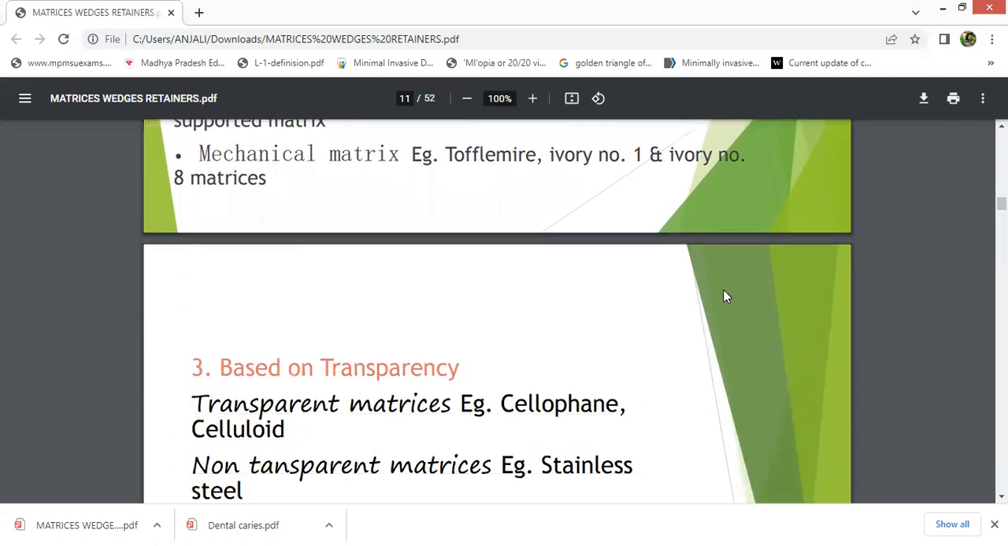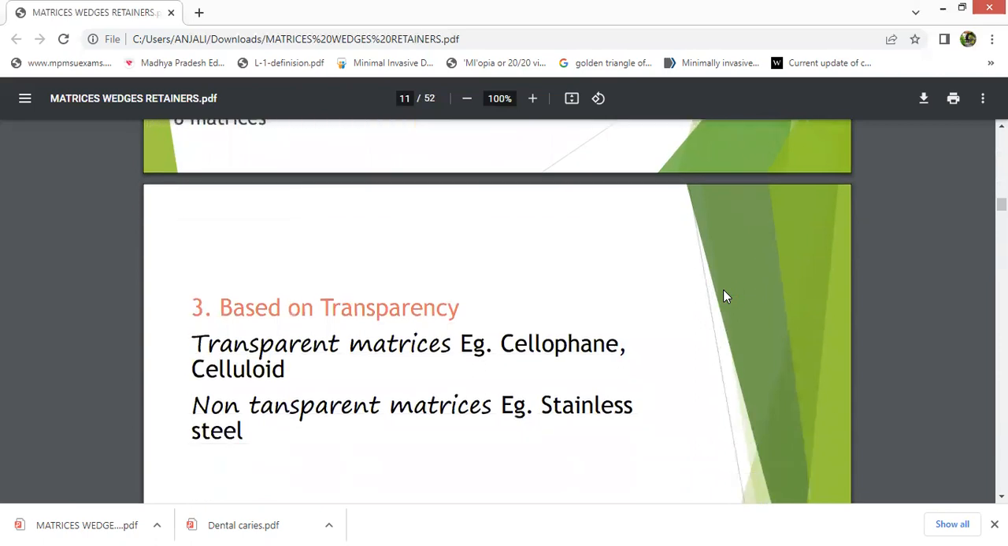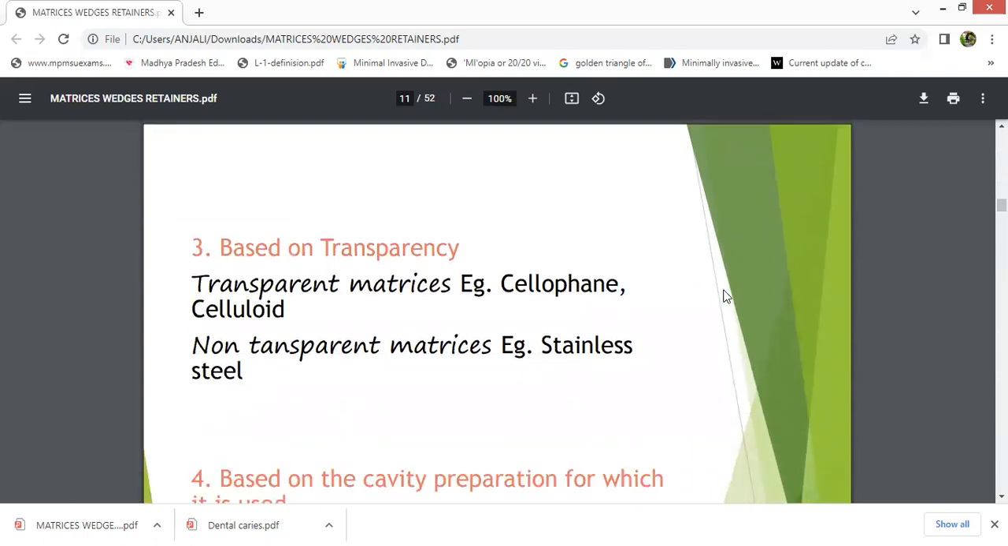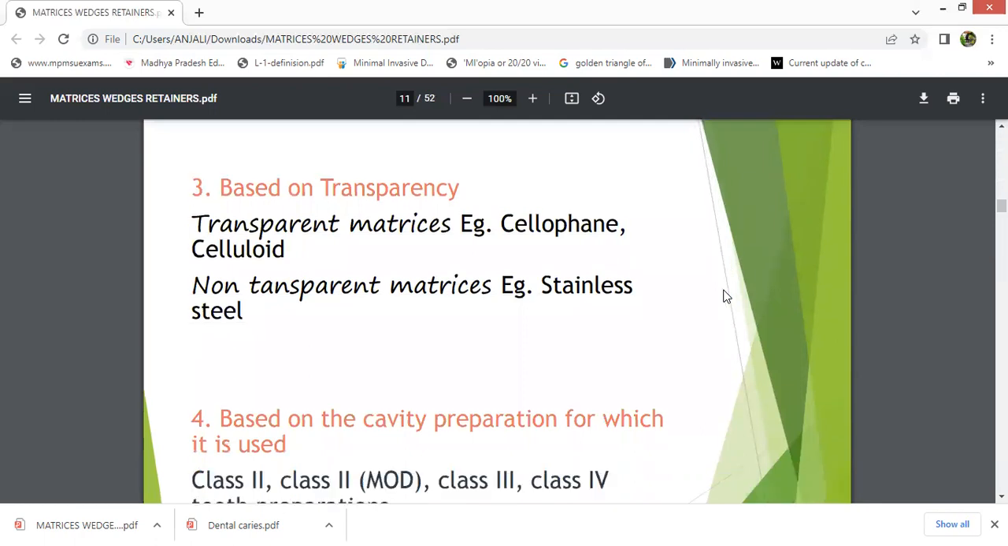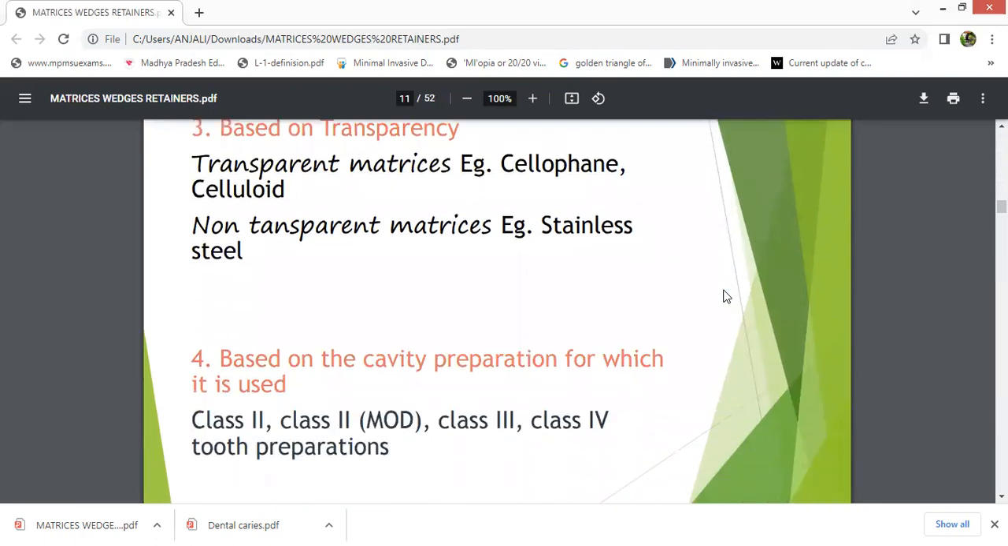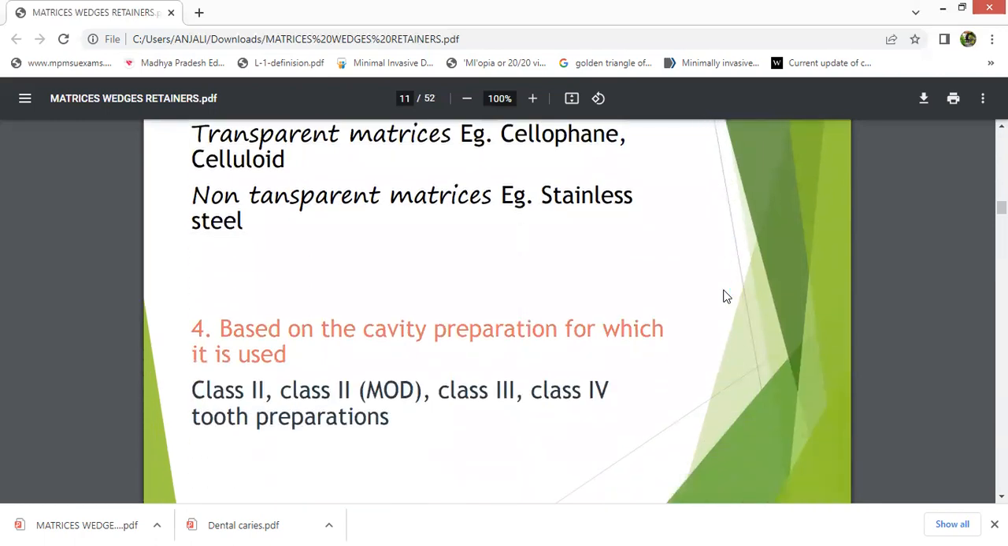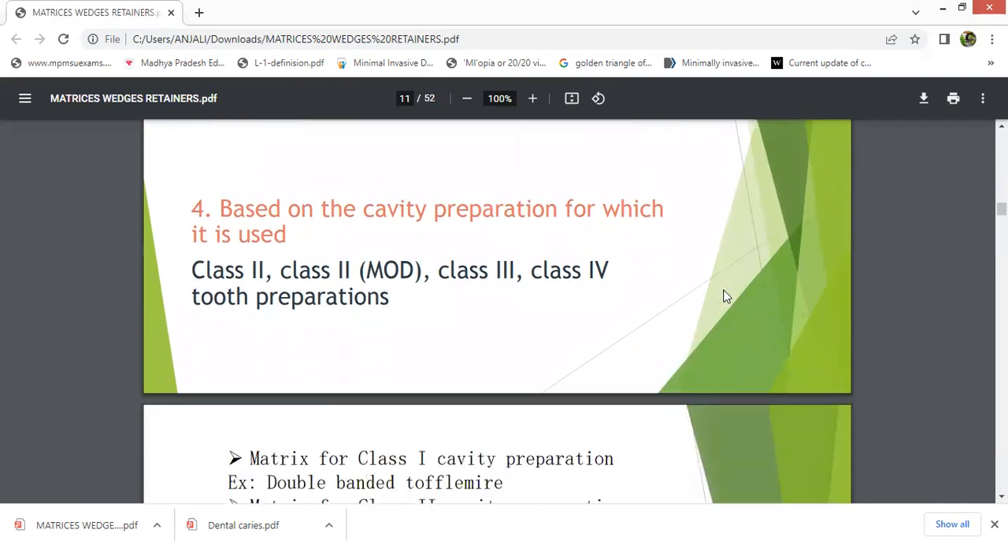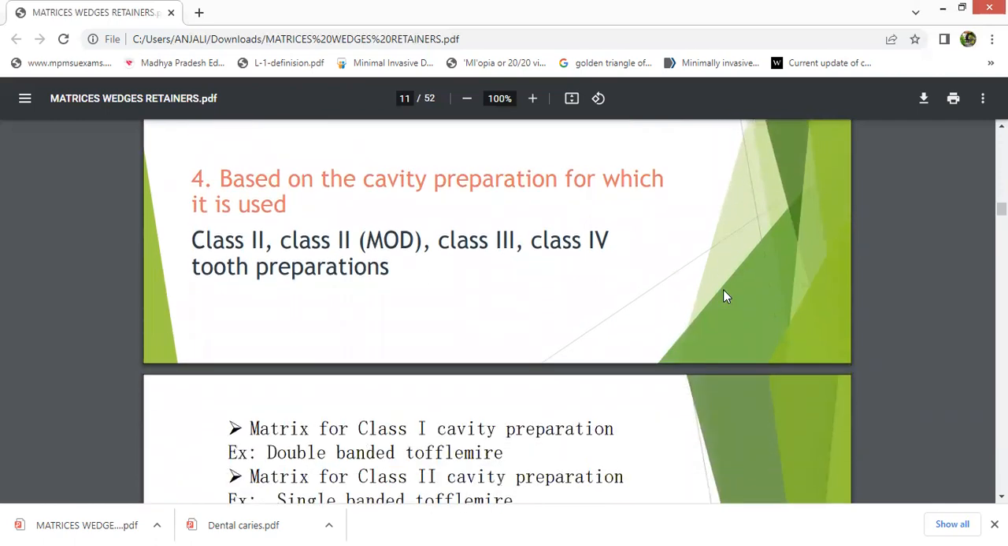The third is based on transparency. Transparent matrices, for example cellophane and celluloid. Non-transparent matrices, for example stainless steel. The fourth one is based on the cavity preparation for which it is used: Class 2 MOD, Class 3, Class 4 tooth preparation.